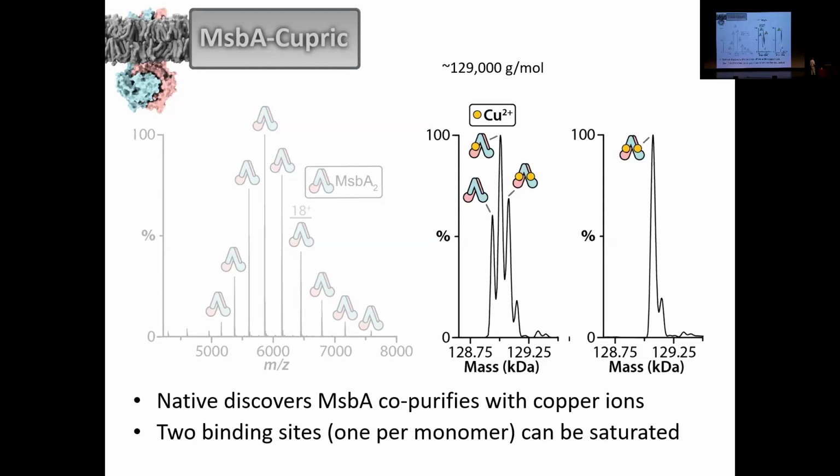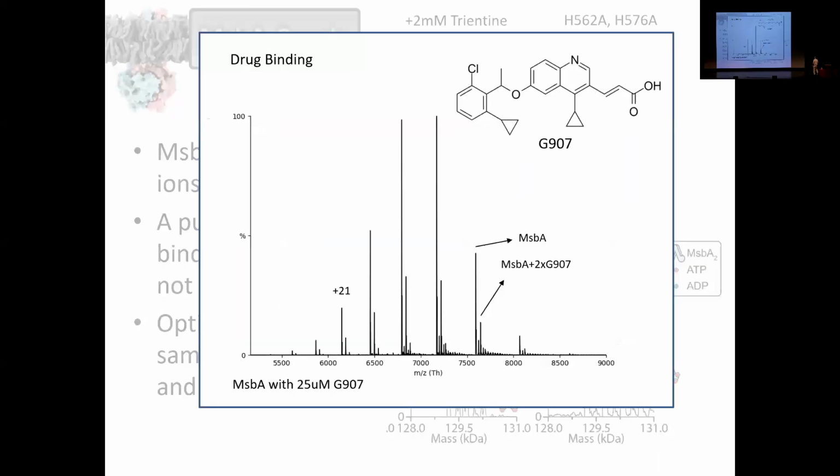Pretty cool. All right, so now we need to understand 2 more things. We need to understand where copper is binding and how it influences binding with lipids, but we're also interested in drug binding. Here's a drug called G907. I showed you a structure earlier that was actually bound to this molecule. This is an inhibitor from Genentech to inhibit MsbA in that particular structure. And what we can show is that indeed we add the inhibitor and we can see binding of 2 molecules, 1 molecule per subunit, okay?